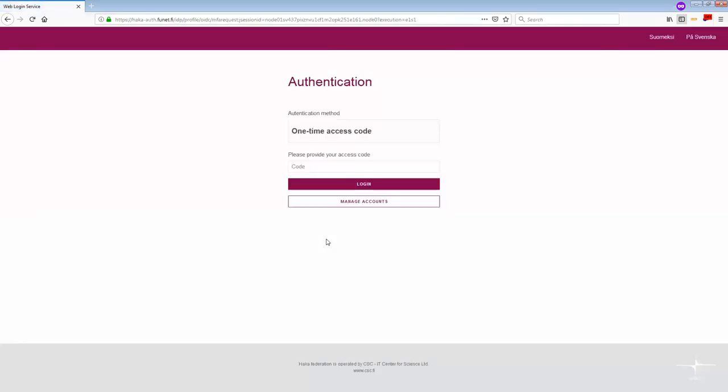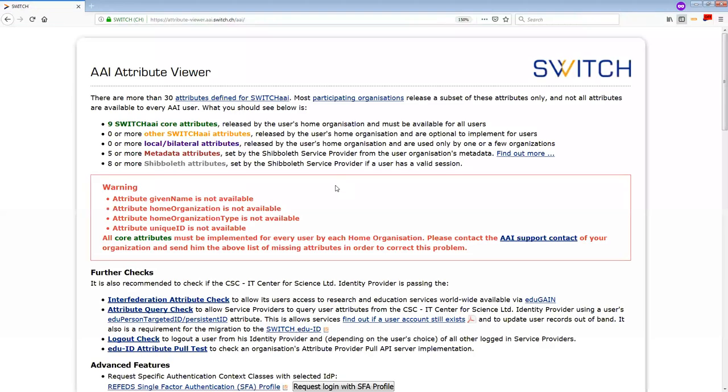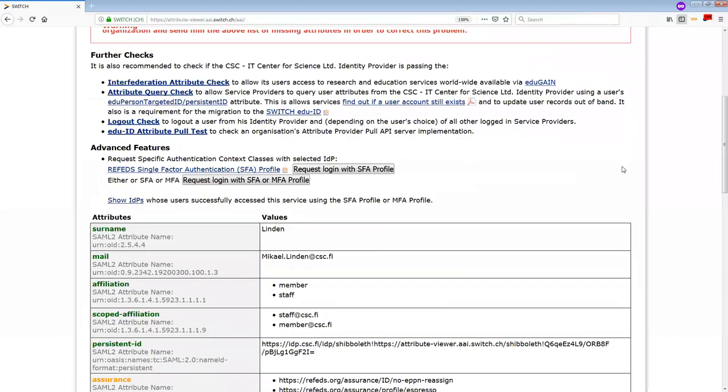And then I'm redirected to the Hacker Federation multi-factor authentication service, which uses the TOTP standard as the second authentication factor. I open my smartphone, and I have my TOTP client, Google Authenticator in my case. I type in the one-time password it gives, and here I am back in the service provider.